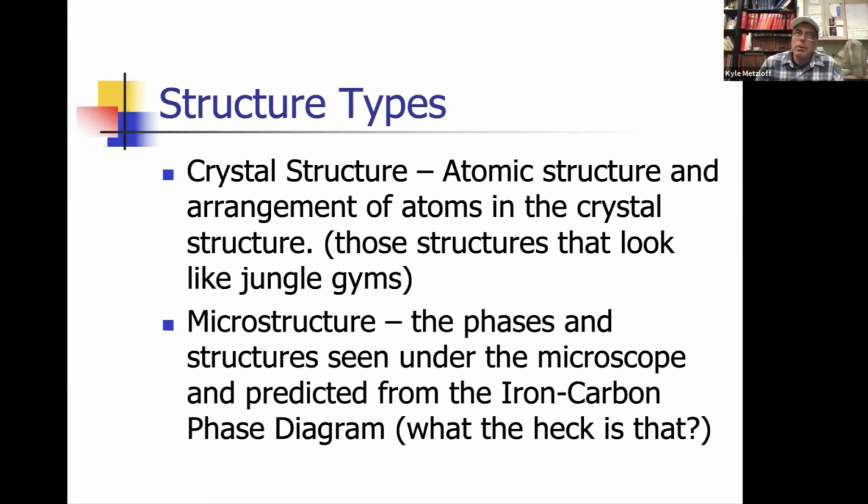Okay, so the microstructure is groups of those atoms. It could be that we have clusters of certain atoms over here and clusters of other atoms over there. And then when we look at it under the microscope, we see a difference in those arrangements. We've actually seen these a little bit when we talked about cast irons. We saw some microstructures. So think about it this way: crystal structures are the actual crystals, the little bitty crystals that the atoms are made out of. You can't see them with your naked eye. Microstructure is what we can see under the microscope, and it's predicted from the iron carbon phase diagram.